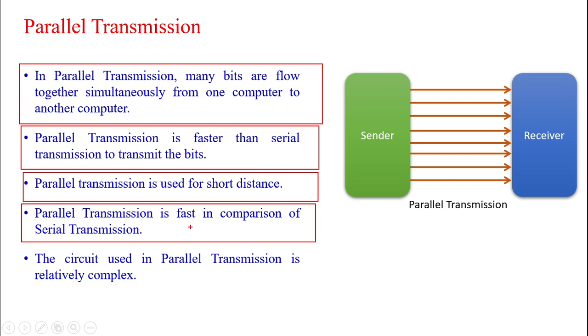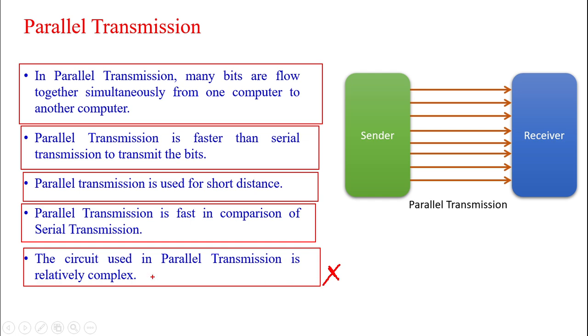Parallel transmissions are faster compared to serial transmission. And the major drawback here is that it is relatively complex. More complex hardware is required and it is deployed only for short distance communication. So we will not go for any long distance communication. Okay. So in parallel communication, any type of hardware we can connect.